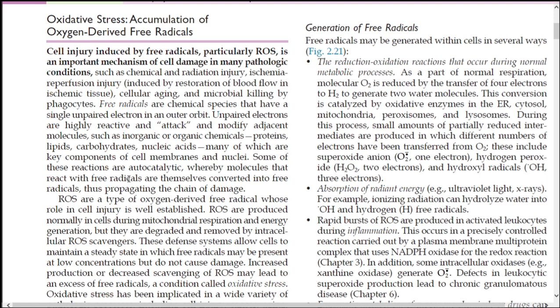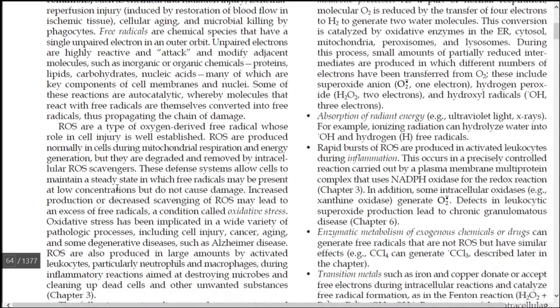So these reactions are usually autocatalytic, that is, molecules reacting with free radicals are themselves converted to free radicals. Thus, it is similar to nuclear decay, that is, one atom will trigger the other atom and so on. So similarly, any chemical or molecule that reacts with free radicals is itself converted into free radicals. Thus, it will increase and propagate the chain of damage.